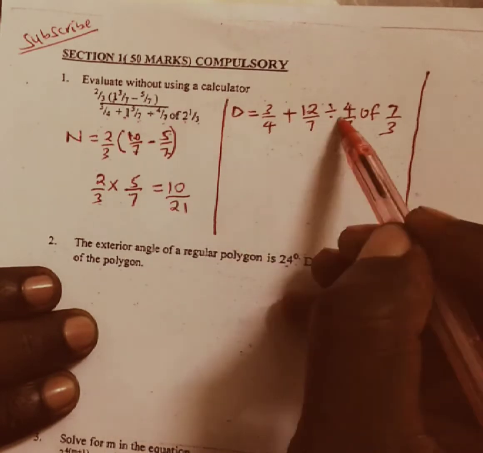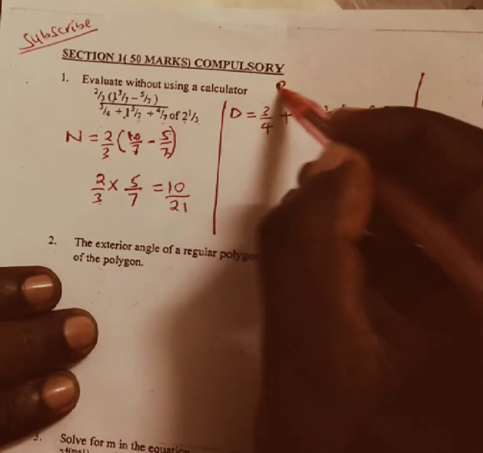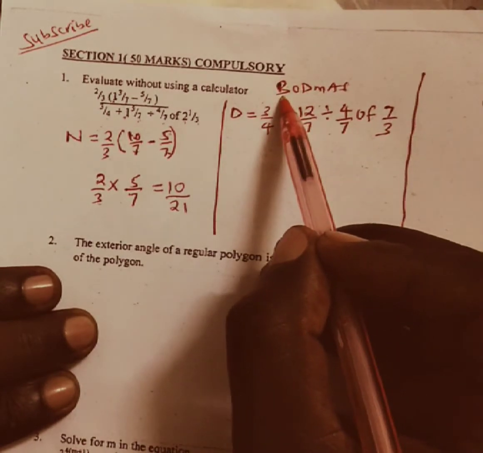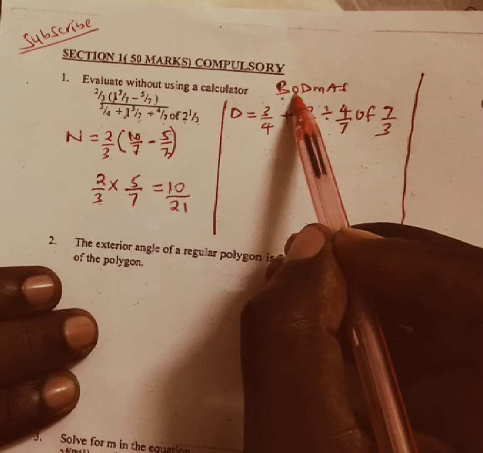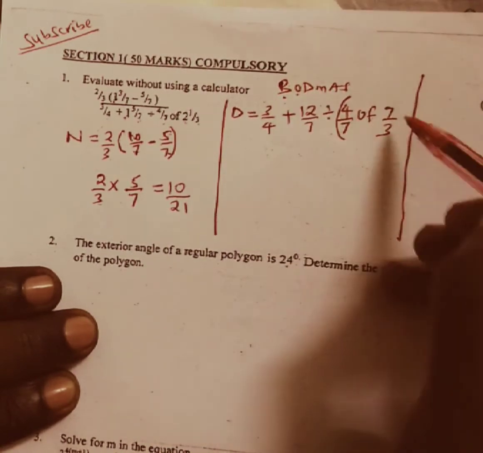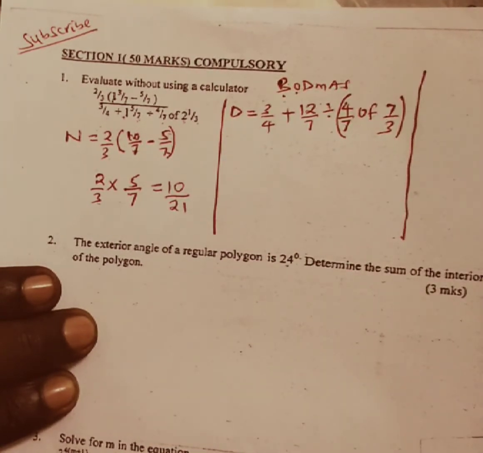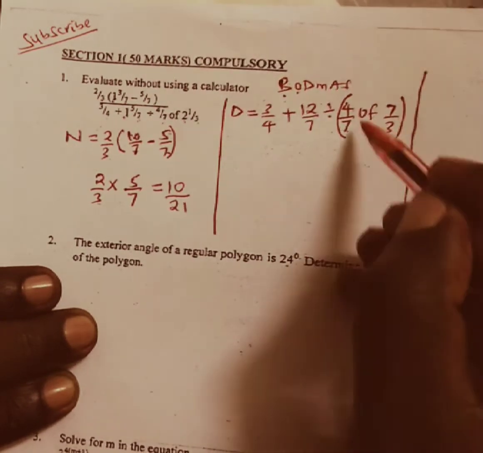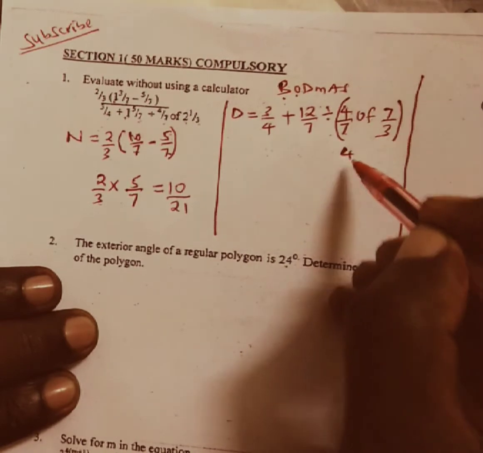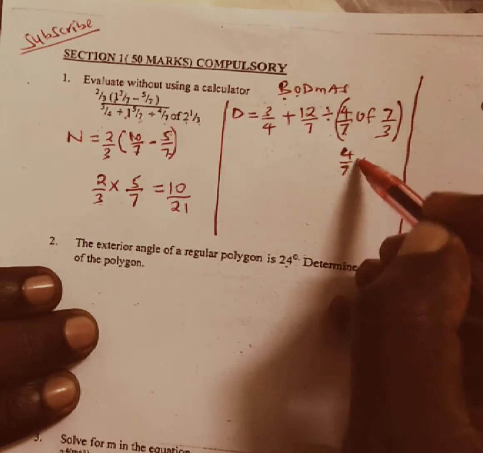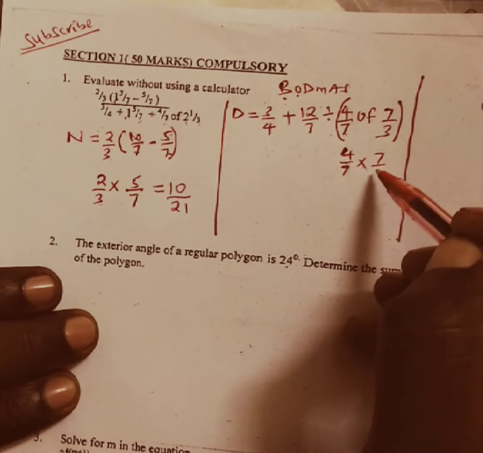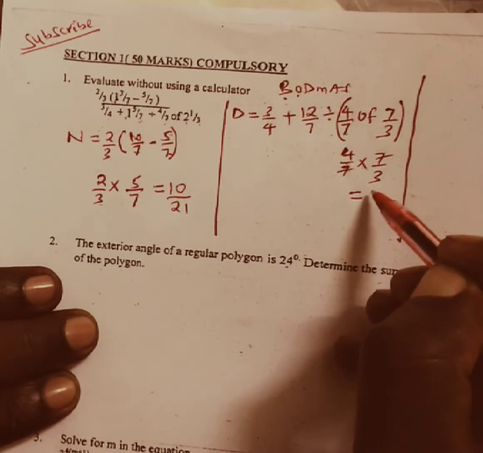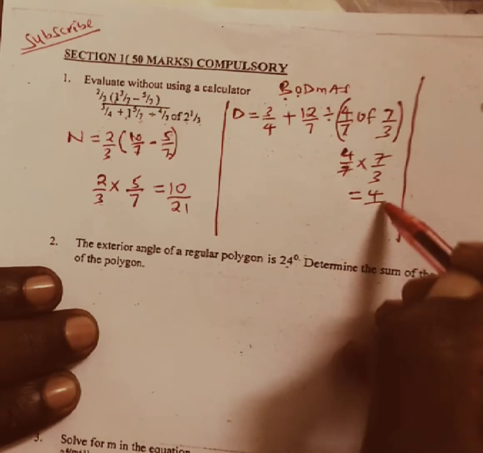From there, since we have more than 2 operations, we are going to apply BODMAS. And in BODMAS, we begin with brackets, which we don't have. We go to the next operation, which is of, and of is between 4/7 and 7/3. In this case, this is the same as 4/7 multiplied by 7/3. 7 and 7 cancel, and the answer to that is going to be equal to 4/3.